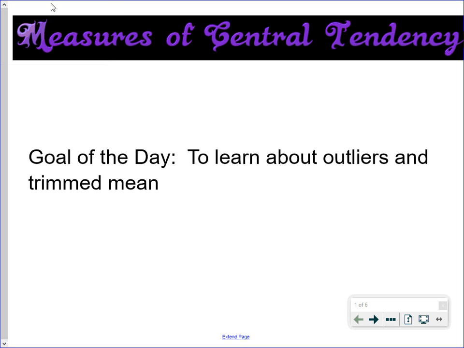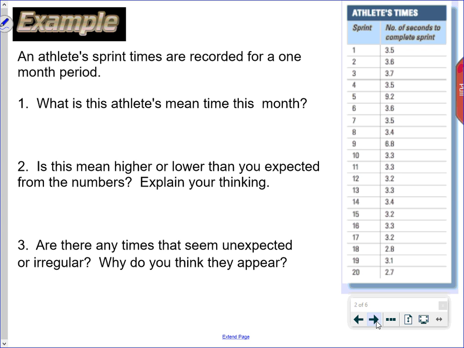In this lesson, we are going to learn about outliers and trimmed mean. An athlete's sprint times are recorded for a 1-month period. So what is this athlete's mean time for this month?